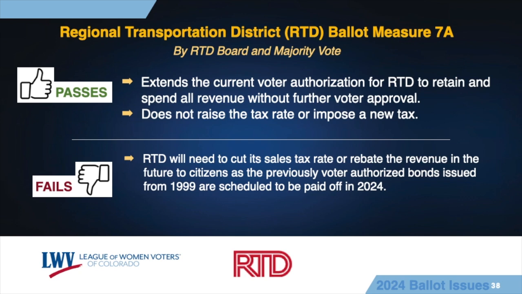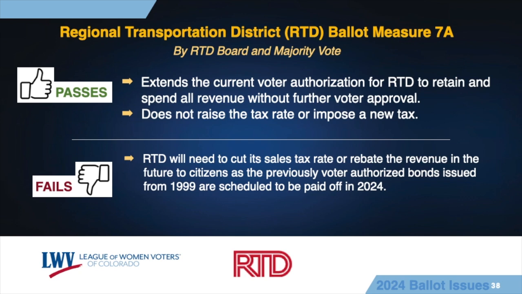It was placed on the ballot by the Regional Transportation District RTD Board. It passes with a majority vote. What if it passes? It will extend the current voter authorization for RTD to retain and spend all revenue without further voter approval. It does not raise the tax rate or impose a new tax.